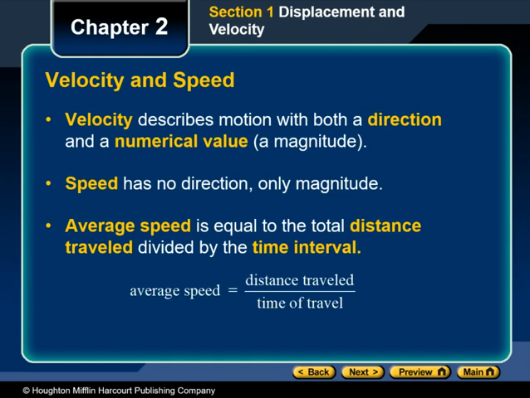In everyday language, the terms speed and velocity are used interchangeably. In physics, however, there is an important distinction between these two terms. As we have seen, velocity describes motion with both a direction and a numerical value, meaning a magnitude, indicating how fast something moves. However, speed has no direction, only magnitude. An object's average speed is equal to the distance traveled divided by the time interval of the motion, which is to say, average speed is equal to distance traveled divided by the time interval.